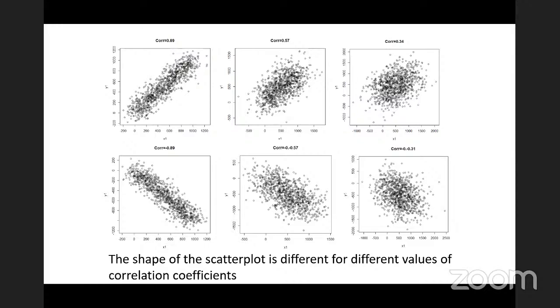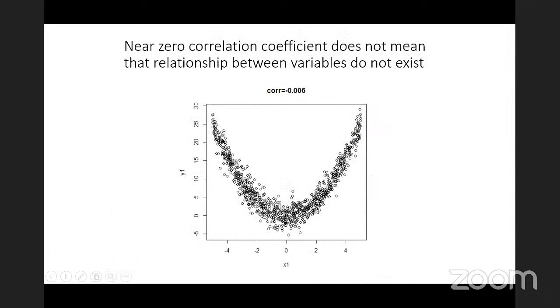As the correlation coefficient decreases and goes towards zero, the points spread out to fill the space of the scatter plot. I made this point earlier that a near zero correlation coefficient does not mean there is no relationship. For example, this scatter plot shows y related to x in such a way that y is equal to x square. It gives a correlation coefficient of very near zero, but there is a definite relationship. So a near zero correlation coefficient does not mean that a relationship between variables does not exist. We should be plotting the data.